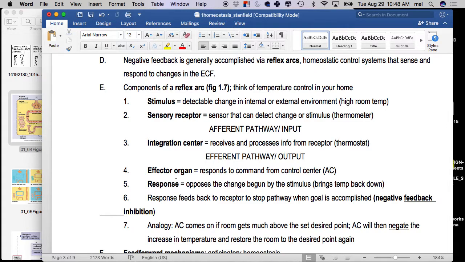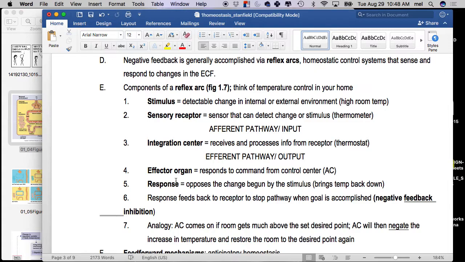But this will not help at all unless you feed that response back in as input. Because do you see, if you don't feed the response back in as input, you will continue to use those effectors and create the opposite problem. That's why this is a reflex arc. Feed it back in as input.